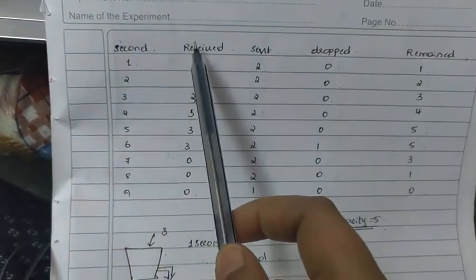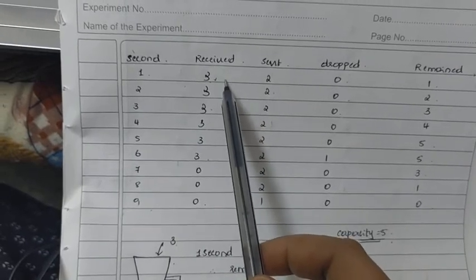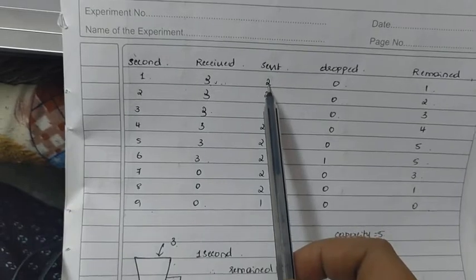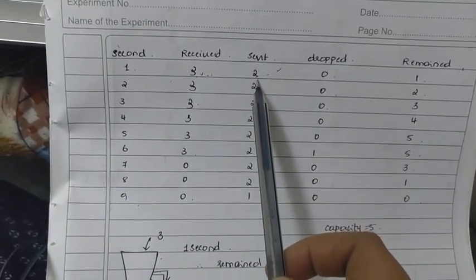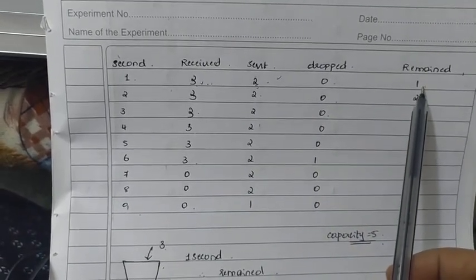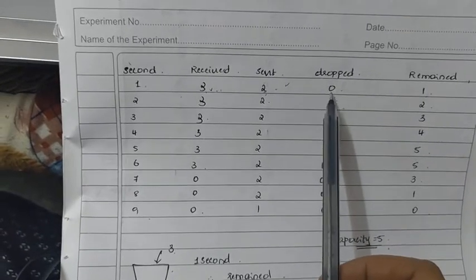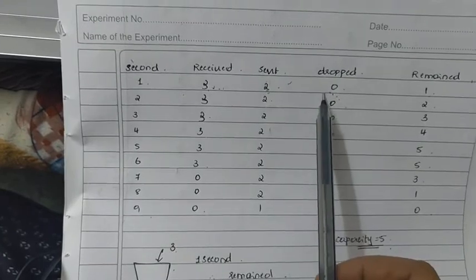So you have received 3 apples. Now your bucket has 3 apples in it and you are removing 2 apples and giving them to somebody. So how much remained inside the bucket? Only 1 apple remained inside the bucket. Drop is equal to 0 because it has not exceeded the capacity of the bucket.